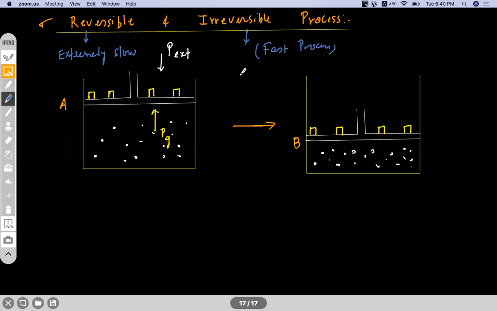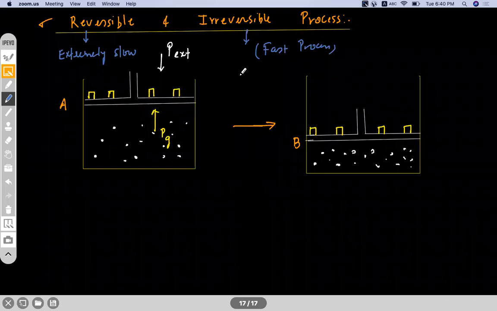If you want to revert, you have to do some work on it. Without work, you cannot get the original position which was there initially. Is it clear till here? All of you understood the difference between the two? We have so many properties of these two processes. I'll give you all those properties. But first thing is this fast and slow, you must understand.